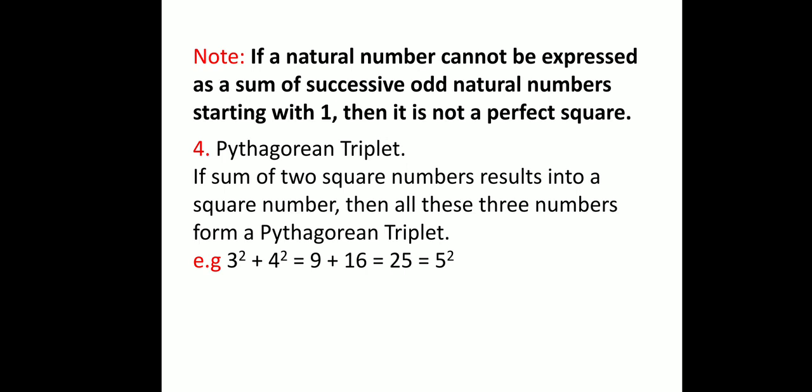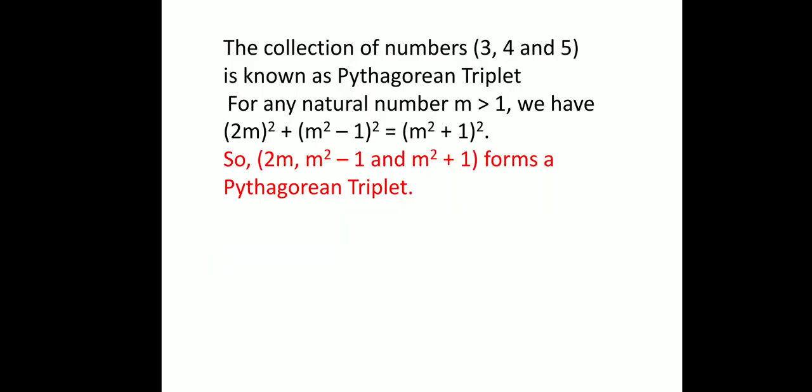Now, coming to Pythagorean triplet. If the sum of two square numbers results into a square number, then all these three numbers form a Pythagorean triplet. For example, 3 square plus 4 square, that is equal to 9 plus 16, will give you 25, which is again a square number. So, what do you mean by Pythagorean triplet? If the sum of two square numbers, 3 square and 4 square, their sum will result into another square number, that is equal to 5 square, that is equal to 25, then all these three numbers form a Pythagorean triplet. That is, the collection of the numbers 3, 4 and 5 is known as Pythagorean triplet.